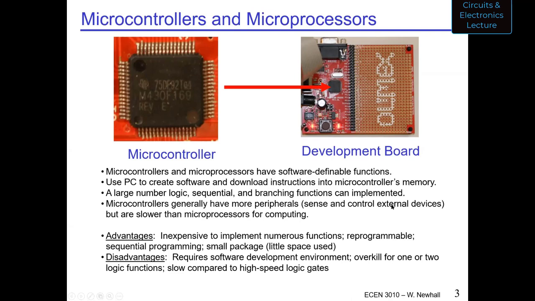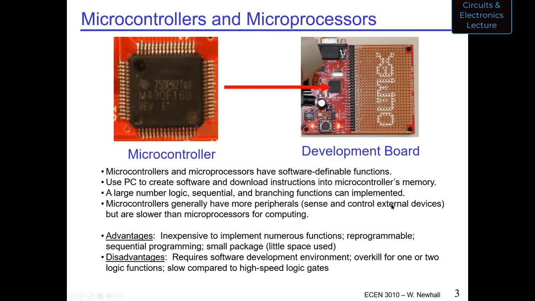So those are called ports. They usually have analog to digital converters built in, so you can even take analog signals into the microcontroller. Let's say the analog value from a load cell that's sensing weight. And so these peripherals are what generally differentiate a microcontroller from a microprocessor.